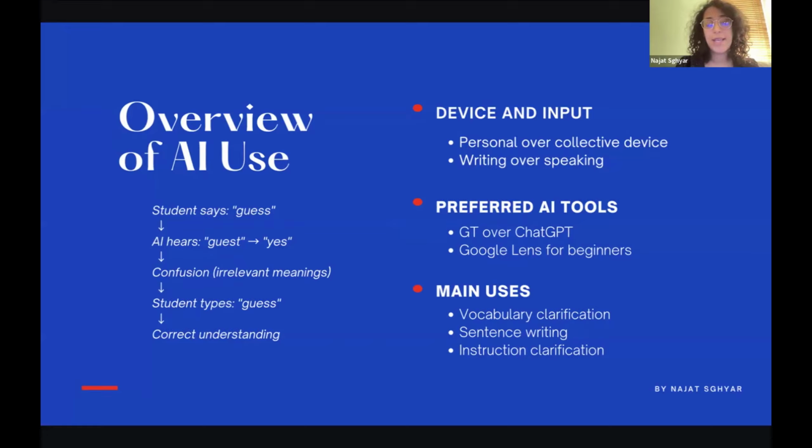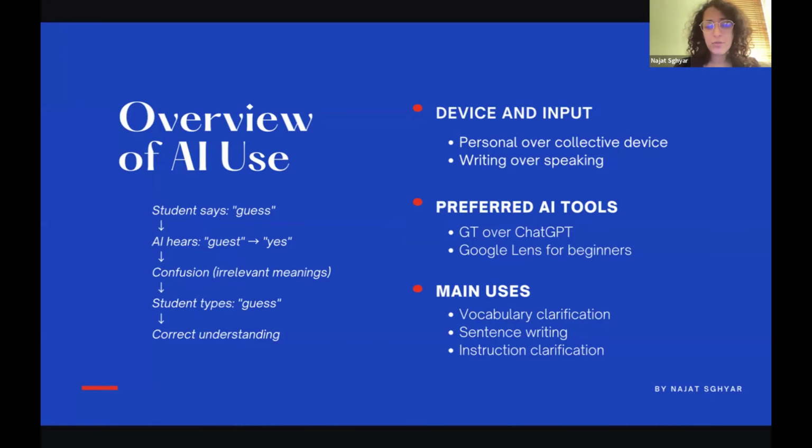But AI heard guest and then translated guest, which the student knew. And then the student said again, no, guess. And then AI understood, yes. So there was a lot of confusion. Eventually, the student had to type in guess and finally got the correct answer.